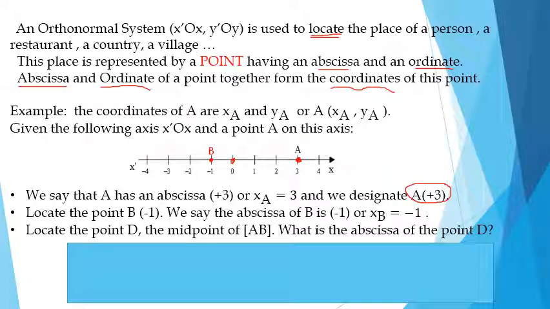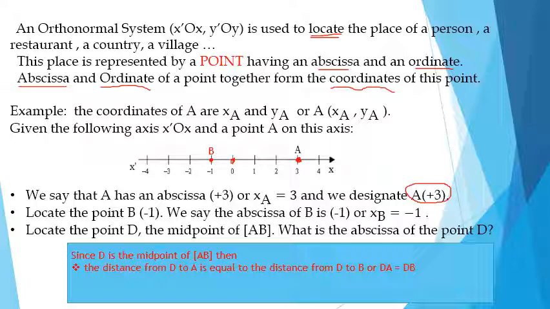Locate the point D, the midpoint of AB. What do you mean by midpoint? It's the point which is located in the middle, here between B and A. How many steps should I move? 1, 2, 3, 4. Okay, there are 4 steps between them.